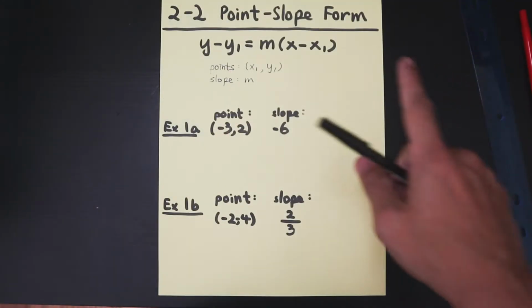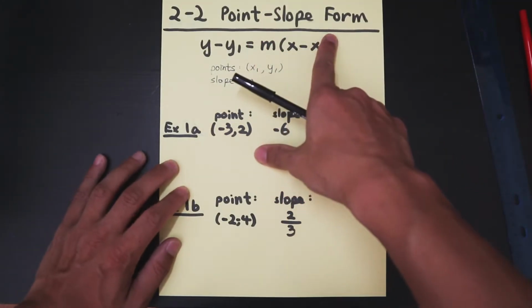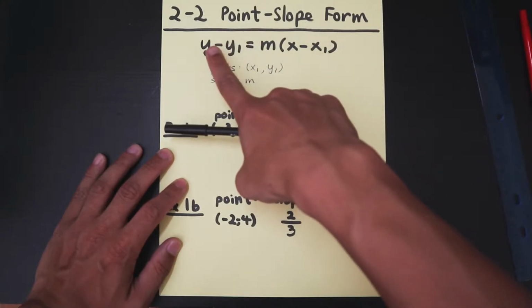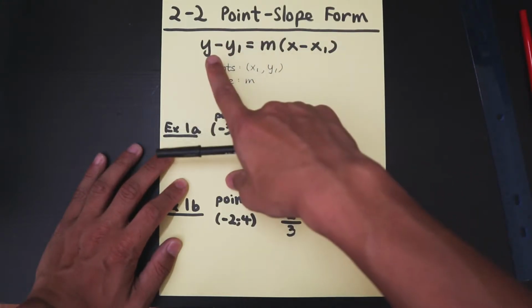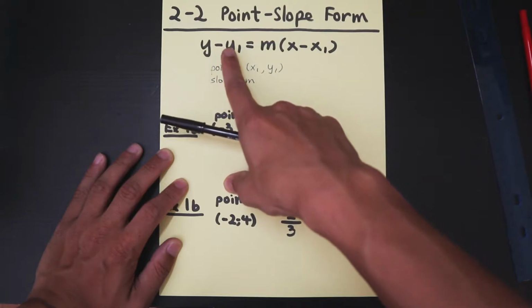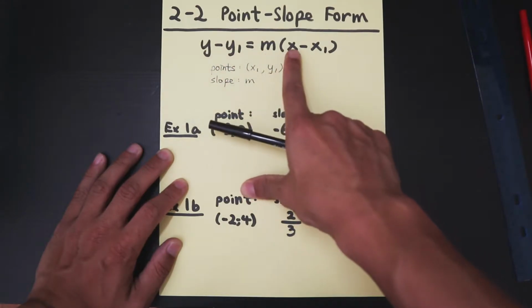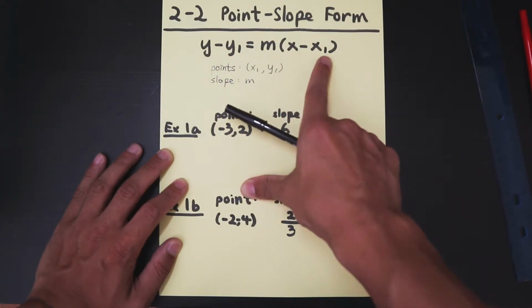In 2-2, we're going to learn something called point-slope form. And in point-slope form, this is a form that you kind of have to memorize. The form is y minus y sub 1 is equal to m, open parentheses, x minus x sub 1.